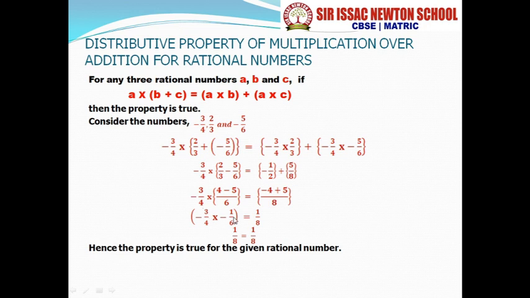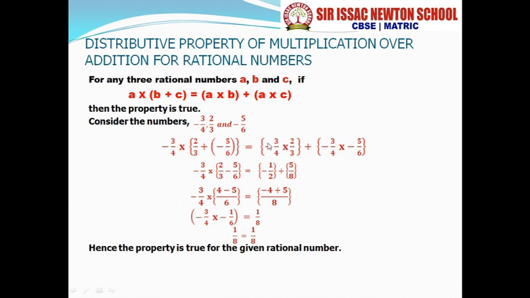Minus 3 by 4 into minus 1 by 6. So minus into minus becomes plus. 3 into 1 is 3. 4 into 6 is 24. But before multiplication we can simplify it. 3 ones are 3. 3 twos are 6. So 1 by 4 into 2 which is 8. So our LHS value is 1 by 8.